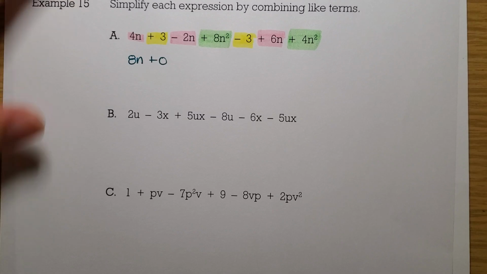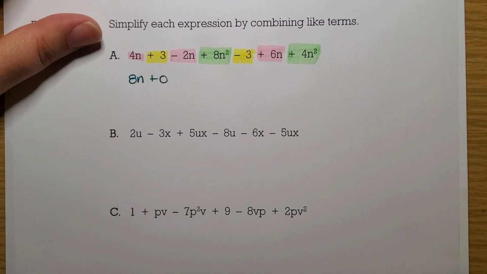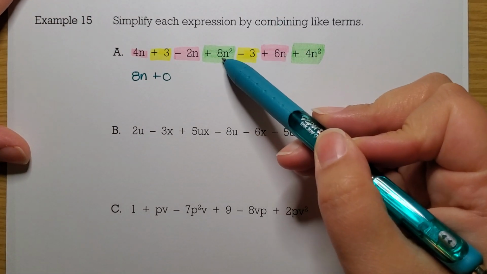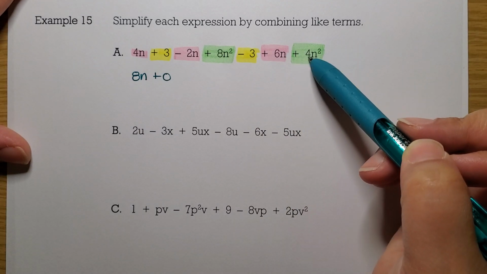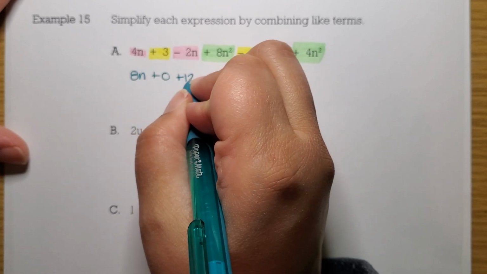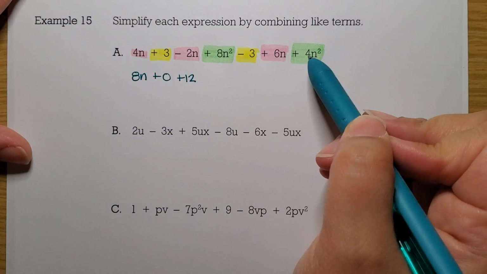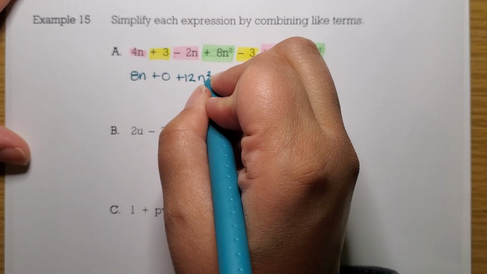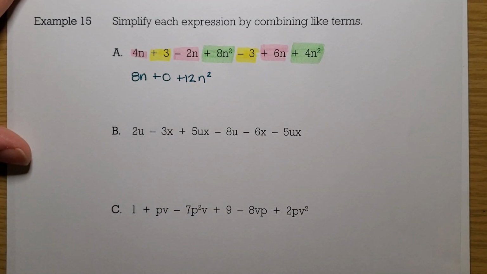Excuse me, I keep shifting my papers. So we have a positive 8 plus a 4, which is a positive 12. And these were both n squareds, so I have 12n squared. So when you're combining like terms, those exponents don't change.